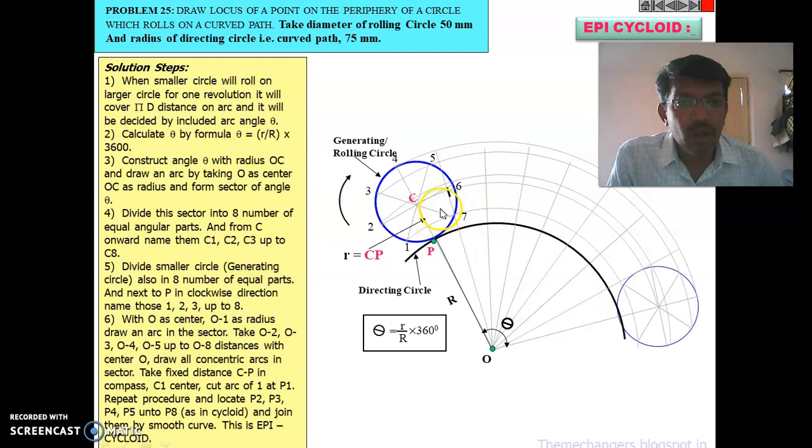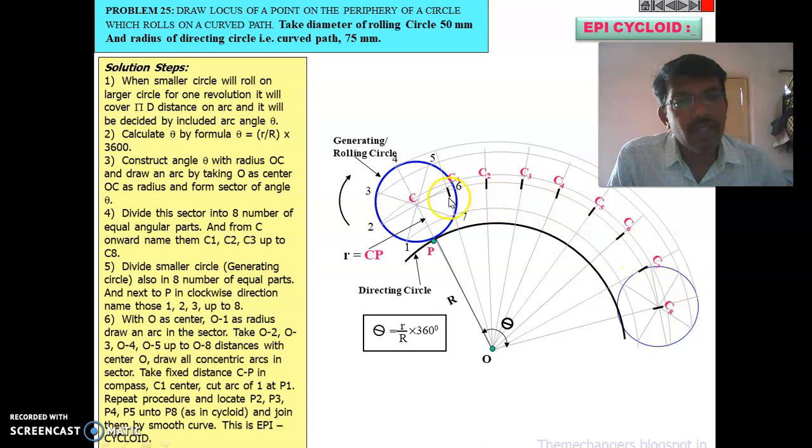So mark C1. When the center C is here, the P lies on this particular rolling circle. When this circle moves in clockwise direction, this center comes as C1, and this is C2, C3, C4, C5, C6, C7, and this is C8. So you can mark the centers of the circle individually as C1, C2, C3, C4, C5, C6, C7 and C8.